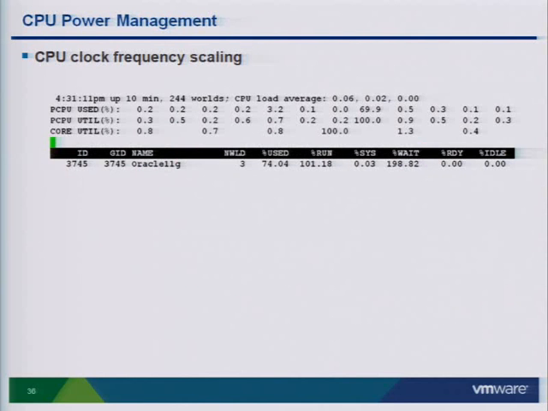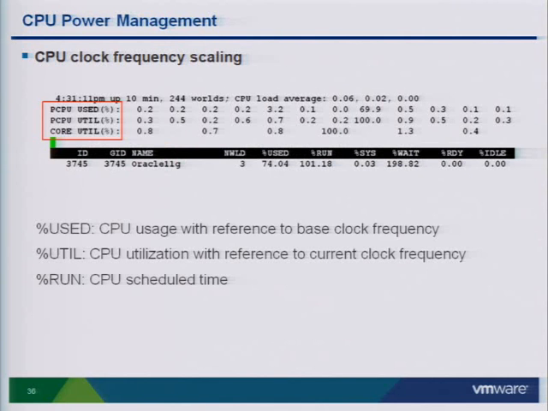Okay, then I want to give you an example for CPU clock frequency scaling. This could be a little confusing, just a warning. There are 3 different metrics: percentage used, percentage util, and percentage run. Percentage used is the CPU usage with reference to the base clock frequency. For example, if the base clock frequency of your processor is 3 gigahertz, and you use all of your 3 gigahertz, then it's 100%. But if you're using more than 3 gigahertz because of turbo boost, like 3.5 gigahertz, then your used will be greater than 100. If you're using 1.5 gigahertz of 3 gigahertz, it will be 50%. Okay, so that's clear. That's with reference to the base clock frequency.